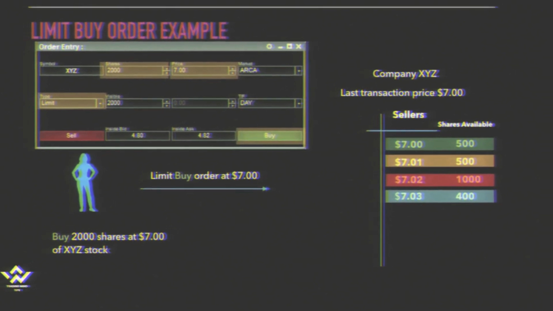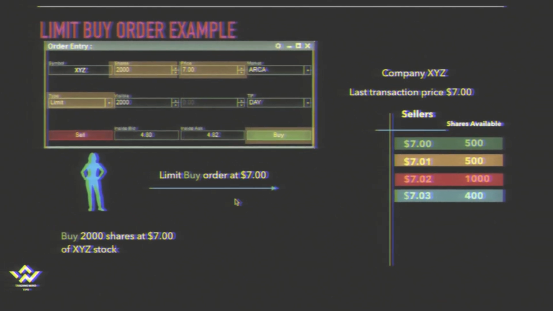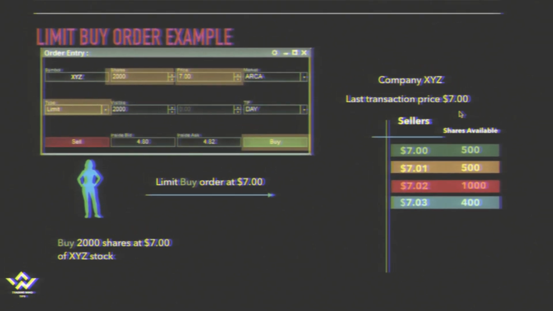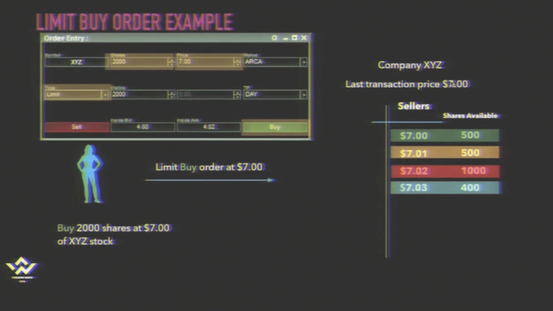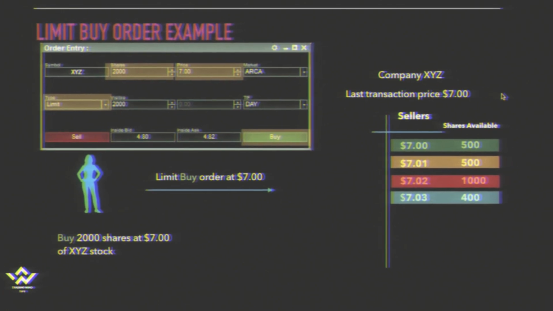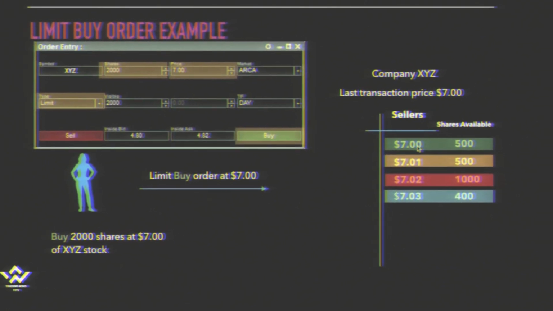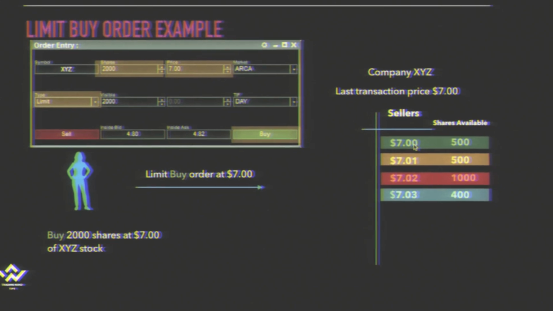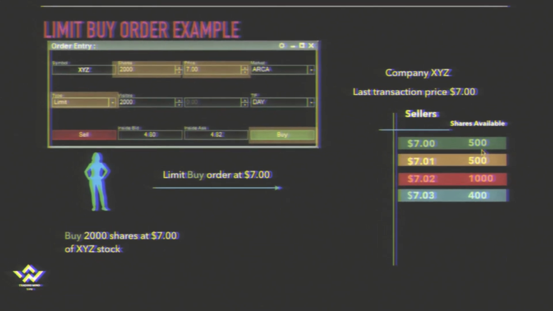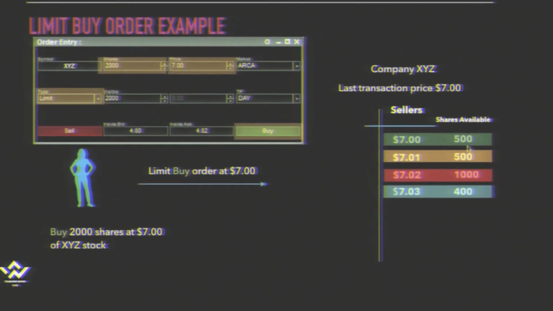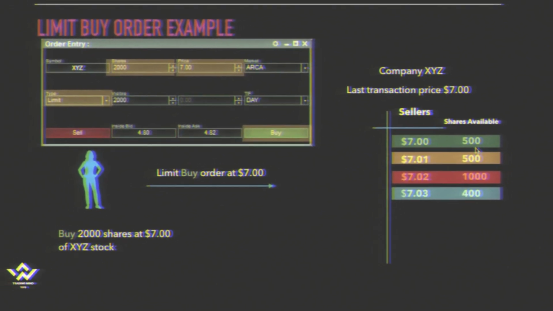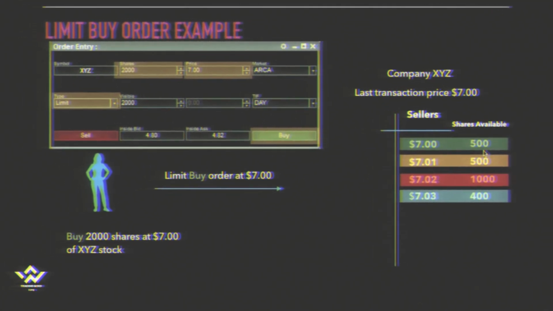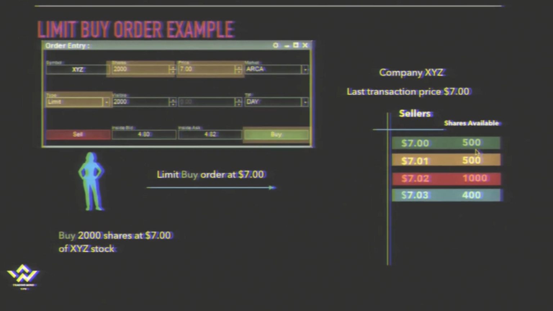So from our previous example, let's say that you place a limit buy order for 2,000 shares at $7, and the current price at that exact moment is $7. You may be hoping to get filled all 2,000 shares at $7, but if there's only 500 shares available at $7, you are only going to get 500 shares out of your 2,000 share order, leaving you with a partially filled order. Unless more shares become available to be sold to you at $7, you will only get 500 shares out of your original 2,000 share order.